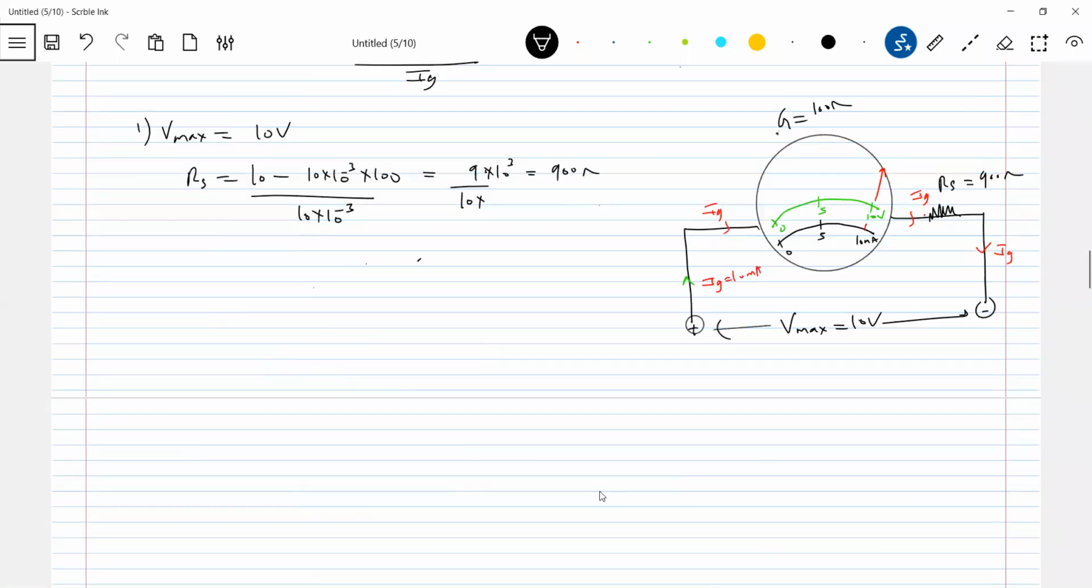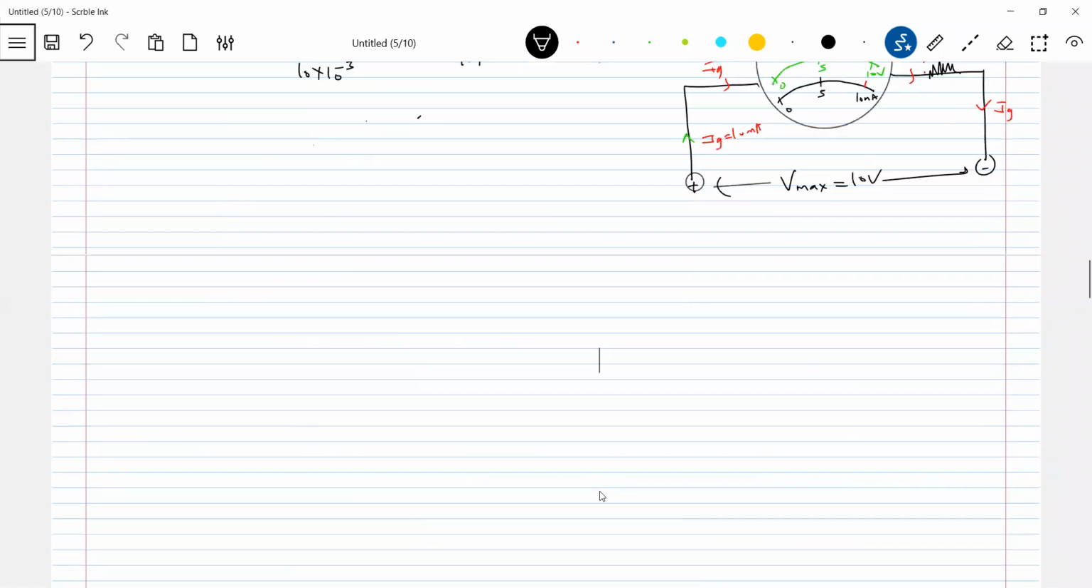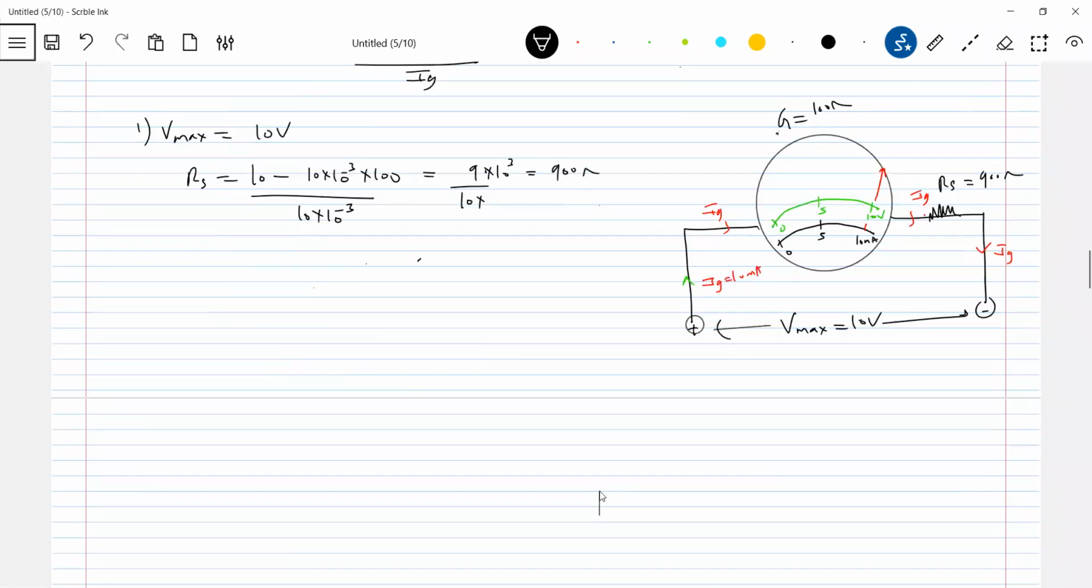Okay, now let me apply. I apply 10 volt, no? If I apply 5 volt, what conditions will arise here?